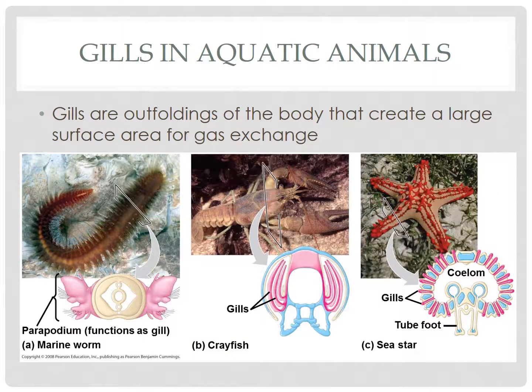So here you can see our gills. They're usually just outfoldings of the body that create a kind of a large surface area for gas exchange. So here you can see the little gills for the marine worm. Here you can see the gills for the crayfish. And then here you can see the gills for this sea star, which is the echinoderm.